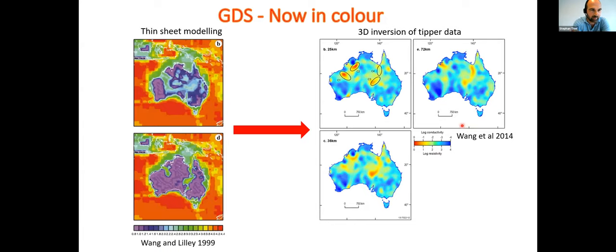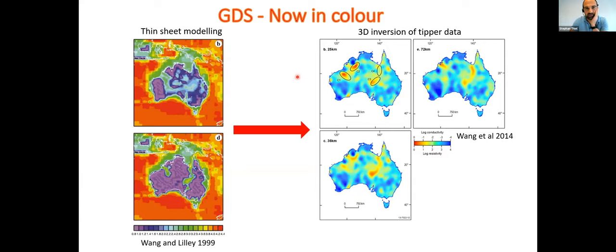Some progress has been made over the years by inverting this data using thin sheet modeling, where the assumption is that the Earth is 1D except for a 3D top layer. So this is one way to start to highlight where some of the conductors are. And again, they're coming out nicely, matching what was interpreted before. And this then led to an actual rigorous inversion of GDS data.